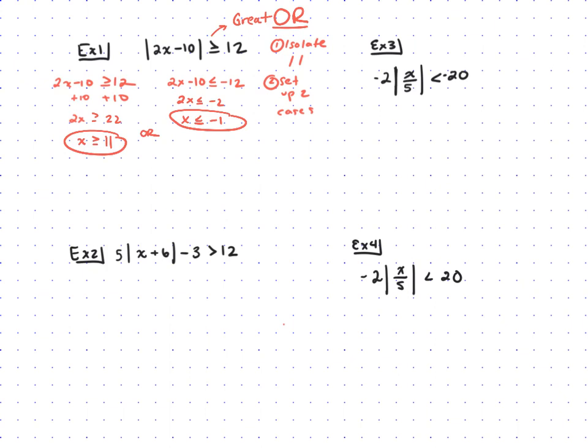So this is one version of my answer. Another version you're going to give is a number line. So you're going to actually draw this on a number line. I'm going to do this one in blue. So greater than or equal to 11. Close circle because it's equal to. So numbers greater than 11, like 12, 13, 14. That's why the arrow is going to the right. And then x is less than or equal to negative 1.